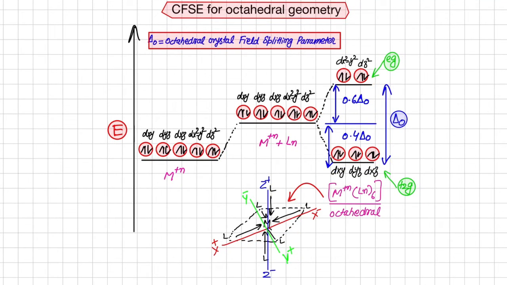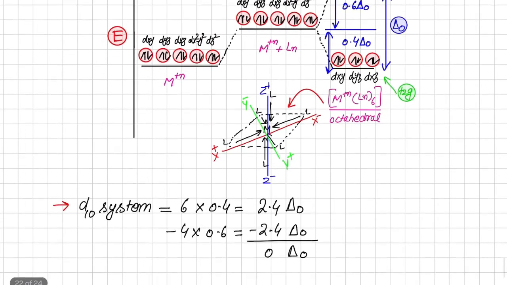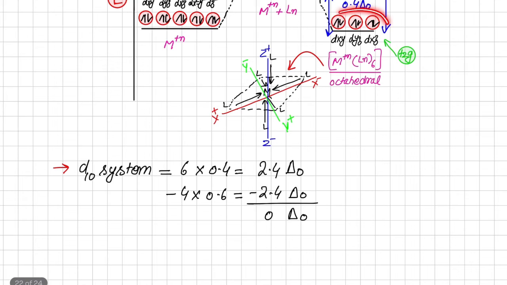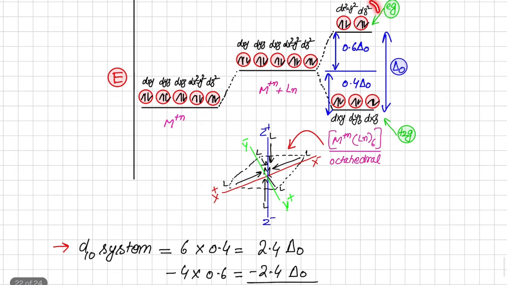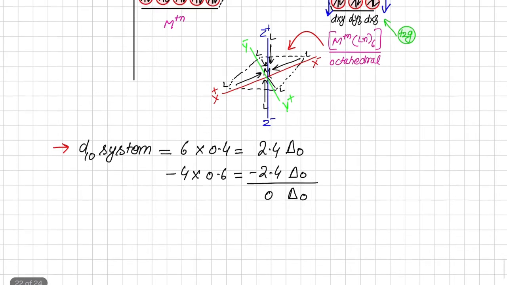The D10 system includes elements such as zinc, cadmium and mercury. All the orbitals are filled. So these are the 10 electrons. So 6 electrons will go into dxy, dyz and dxz, and the 4 electrons will go into dx square, y square and dz square. So if you see here, all 10 electrons are placed in these orbitals. So all the orbitals are completely filled. So for the D10 system, 6 multiplied by 0.4 is equal to 2.4 delta O for these electrons, and for these the value will be 4 multiplied by 0.6 is equal to 2.4 delta O.